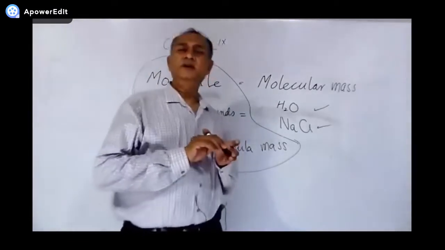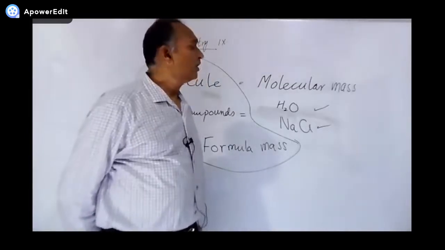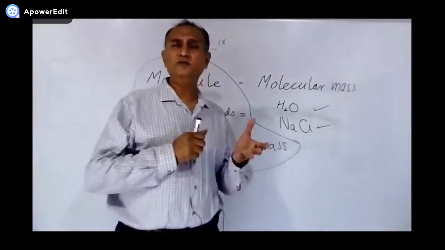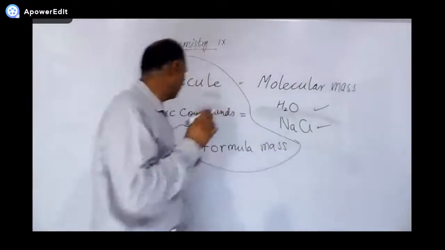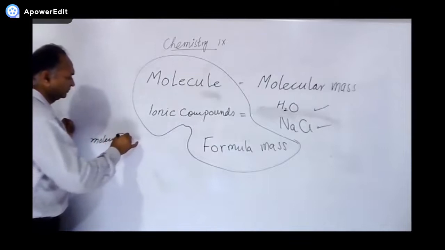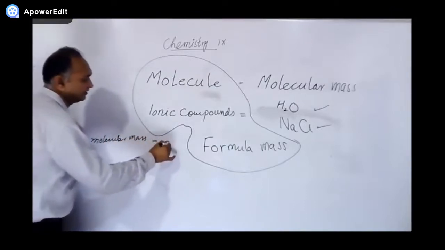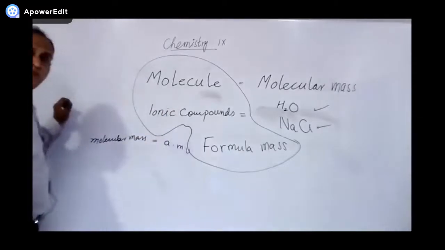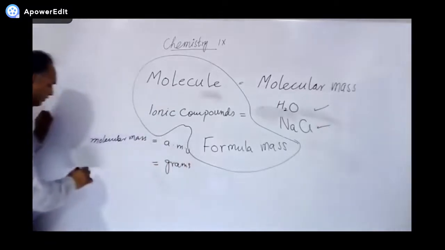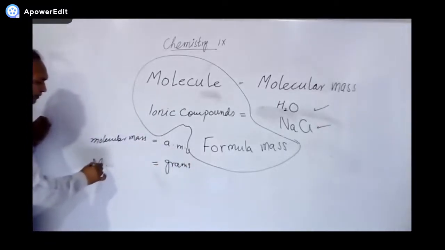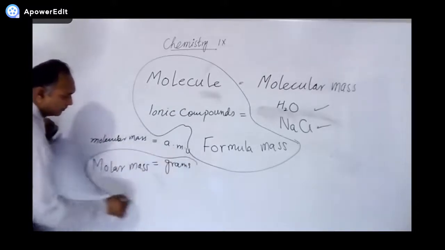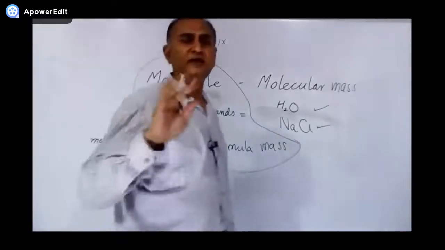So somewhere you will see molecular mass. Now the point, whenever you are asked to find molecular mass, you will write the answer in AMU. For molecular mass, the answer is in AMU. But if you don't write AMU, you write grams, then it will be called molar mass. So if you see the definition of molar mass, it is a mass which is expressed in grams.